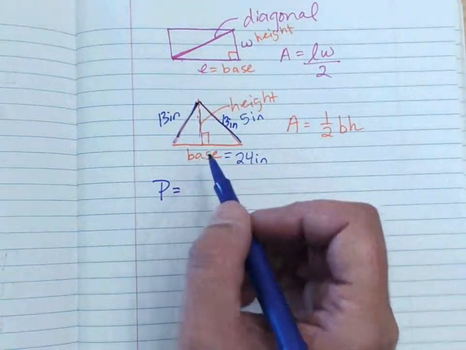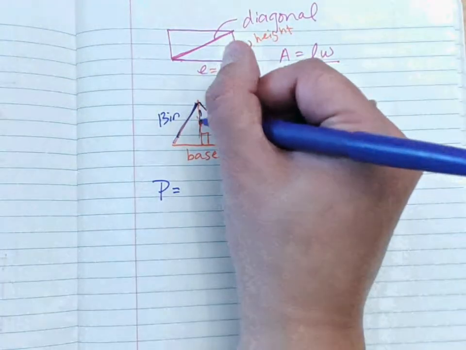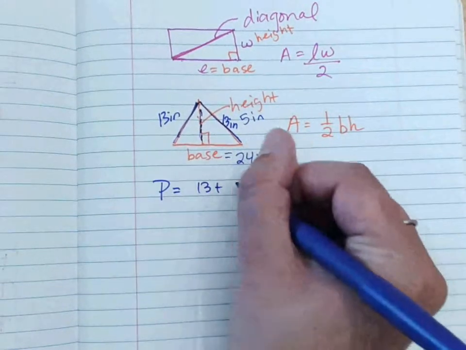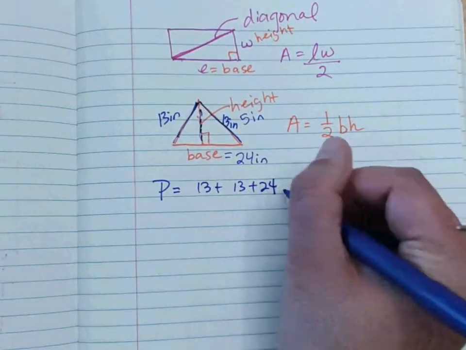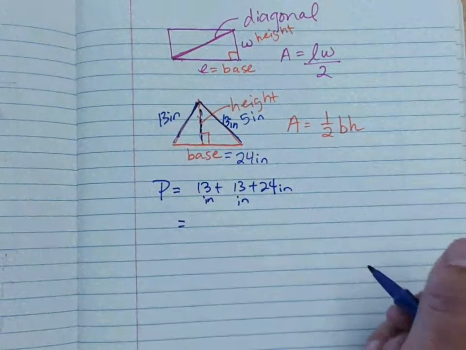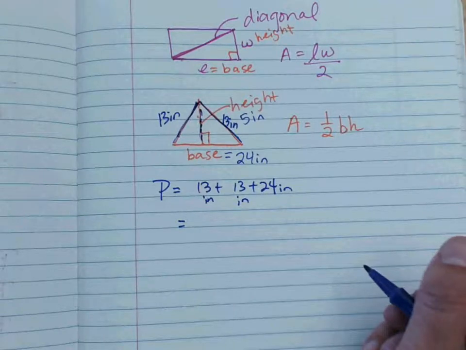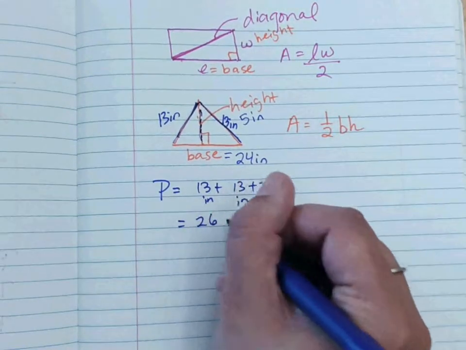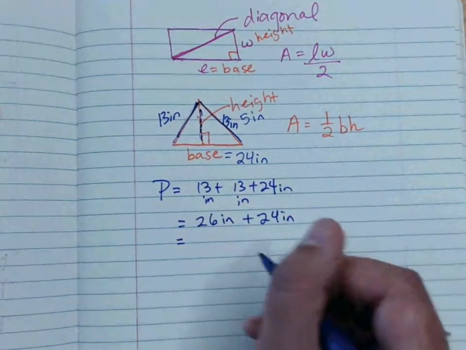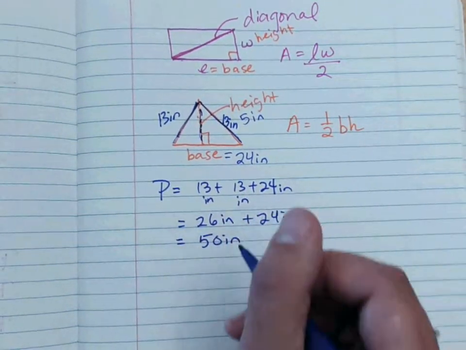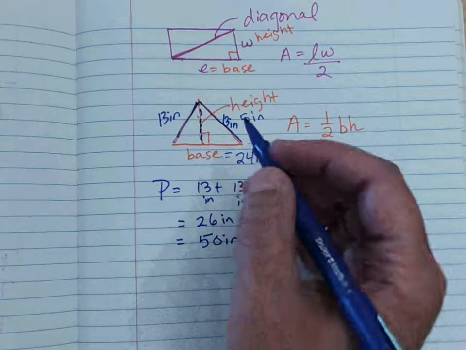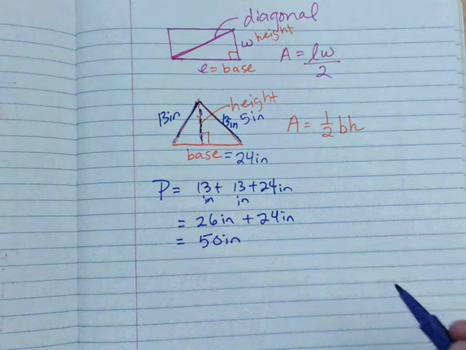Yeah, and you're going to ignore the height. You're not going to consider the height because it's not part of the side of the triangle. So it'd be 13 plus 13 plus 24, and those are all inches. Does anybody know? Okay, let's figure this out. 26 plus 24 inches would be 50 inches. Now, notice it's just going to be inches to the first power, not squared, because we're talking about the distance around the outside of the figure.